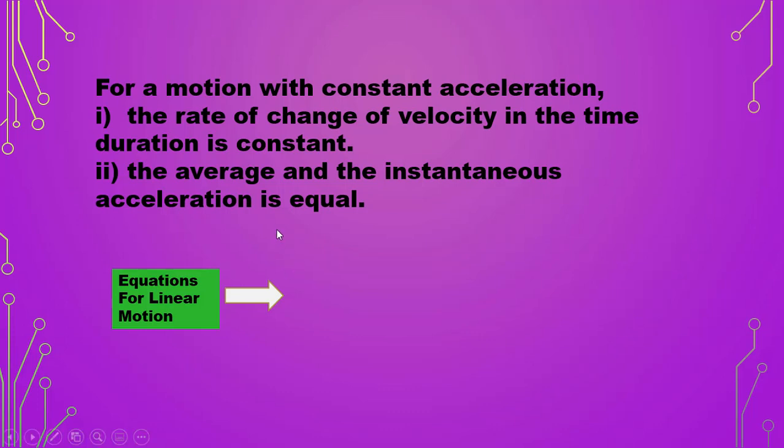Please take note that linear motion is motion in one direction. This linear motion with constant acceleration has two characteristics. The first one is the rate of change of velocity in time duration is constant. And number two, the average and the instantaneous acceleration are equal.